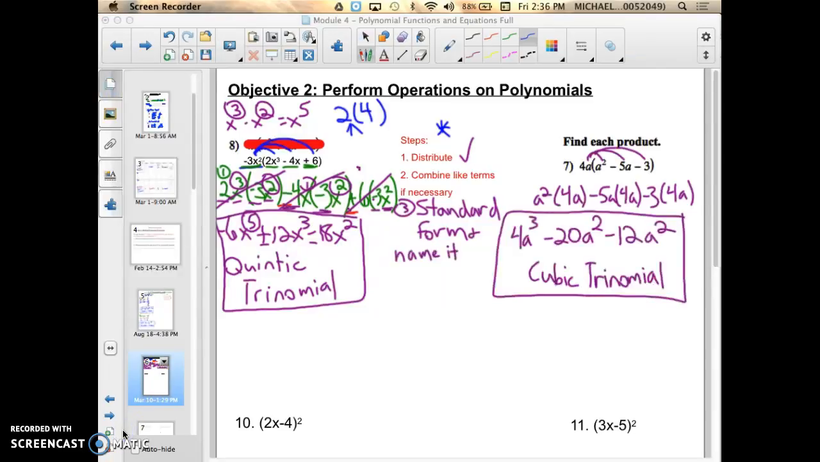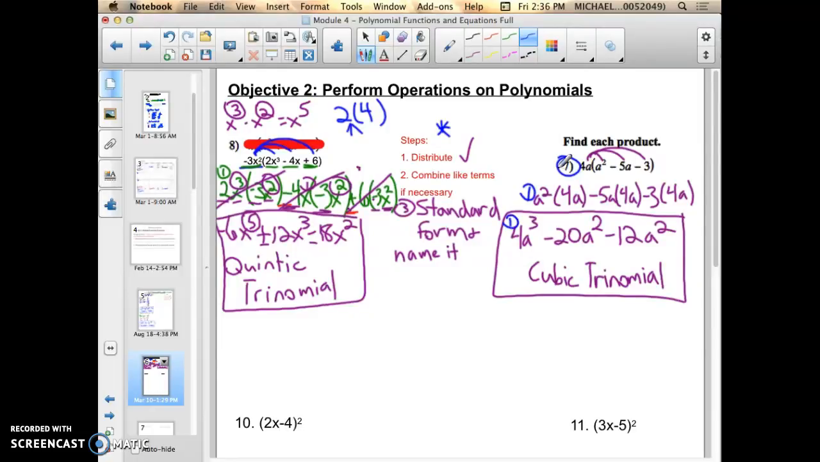At this point of the video, you should have paused your work after watching me do example 8 and then try your example 7 over here on your own. Please check your work. I have done step 1 here and here, distributing. And so make sure your work looks like my work and that you got this as your answer for that and that you've named it a cubic trinomial. I didn't have to combine any like terms, so I didn't have to do step two.